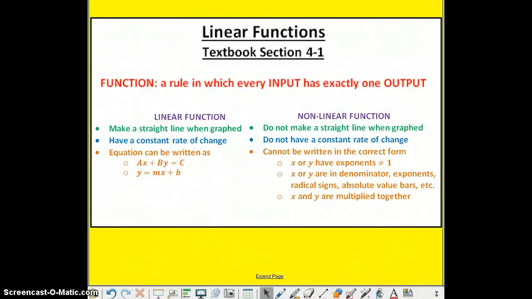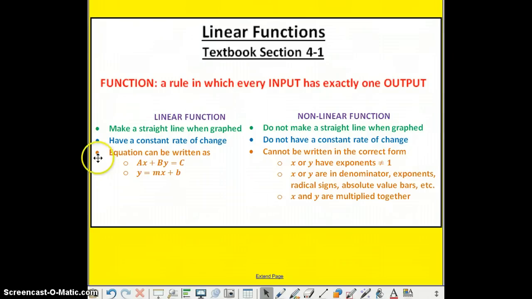We've already talked about the fact that a linear function makes a straight line when it's graphed, and it has a constant rate of change. However, you don't want to have to think about the entire set of points one by one every single time you want to figure out if something's linear or not. The shortcut is just looking at the equation.